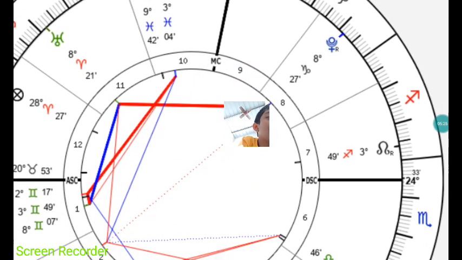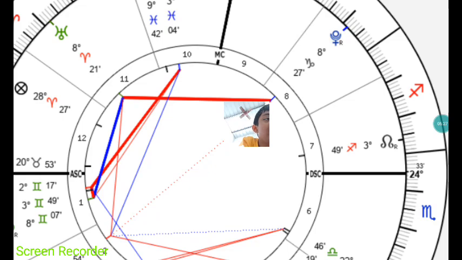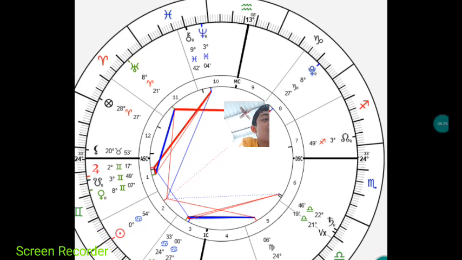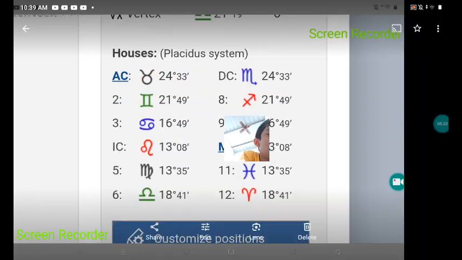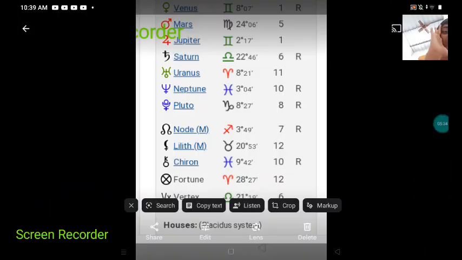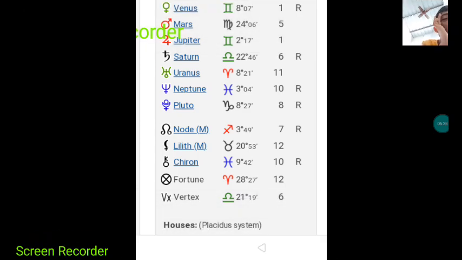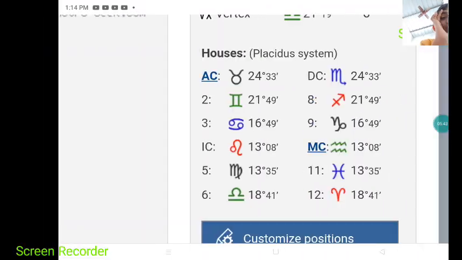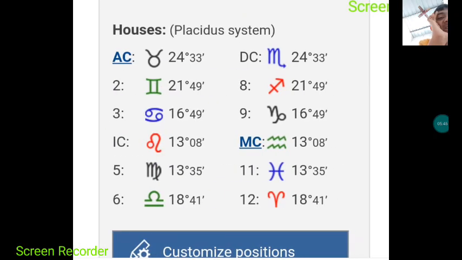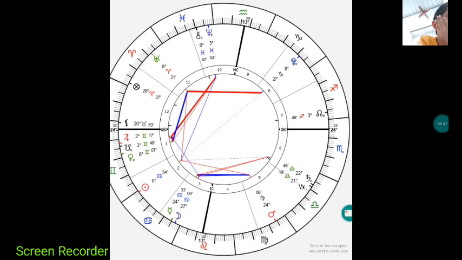If you have Capricorn in your first house, then it means that you are very transformative. Did I see all the planets? Let me check. Yeah, if you have Chiron in your first house, then it means you're very healing. And yep, that's what your house placement means, obviously.